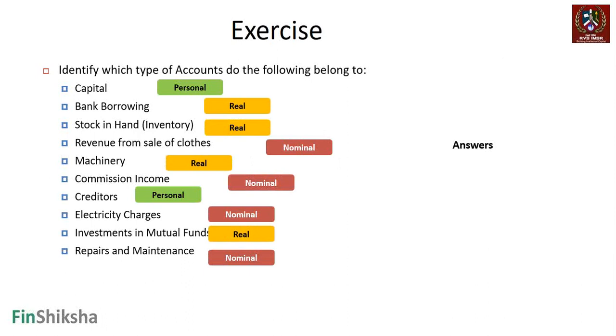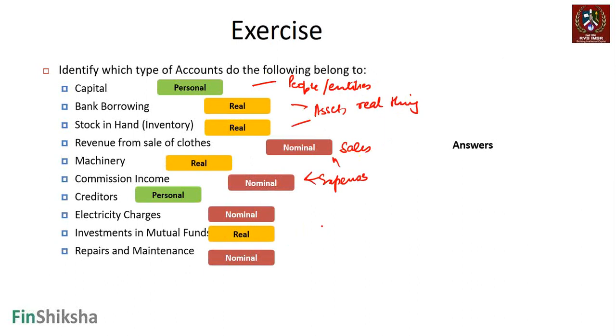Just recall the three broad categories: personal accounts are for people, entities, organizations, etc. Real is all kinds of assets, or real things that you can see and that are held at a particular point. And everything to do with sales and expenses is going to get classified as nominal accounts, right? So effectively, that's how you classify all these accounts. And why are we trying to classify these into individual accounts? Because the entire debit and credit entry system can also be defined as what is happening to these accounts individually.